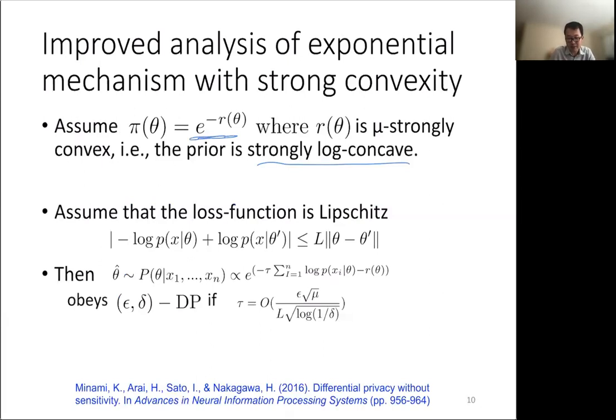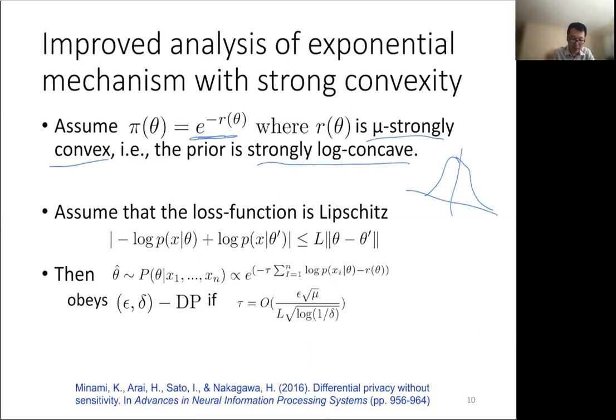Whenever this r(theta) is mu strongly convex, the prior is defined to be so-called strongly log-concave, which basically says that it concentrates around some locations and has a Gaussian-like doubly exponential tail. I will define what we mean by strong convexity more formally in a later slide today.